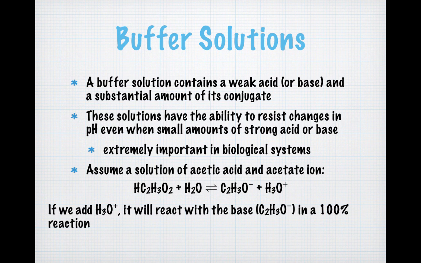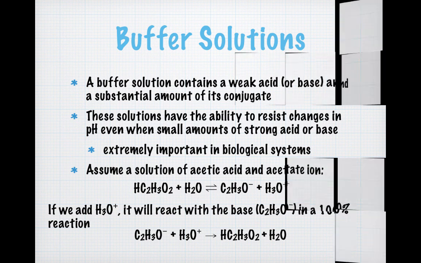Well, the strongest base present in that solution is in fact the acetate ion. So the strong acid is going to react with the strongest base it can find in there, and that's going to be acetate, and it's going to do so in a 100% reaction. So it's going to continue until the acid is completely used up. So this would be the reaction here. We have acetate ion plus hydronium coming from added acid, and that's going to make more acetic acid and water.